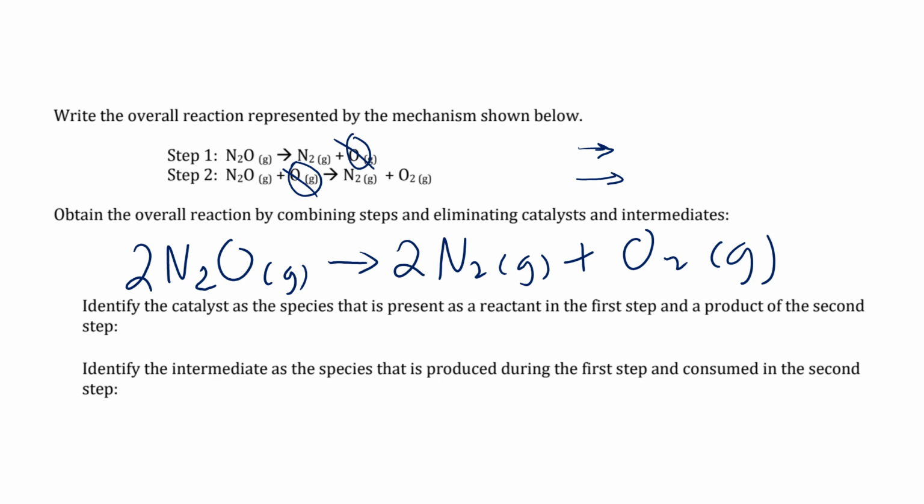Identify the catalyst as a species, and so on. So it gives you the definition of what it is, but you may not see that definition. So you have to know that a catalyst is present as a reactant in the first step and a product of the second step, and we don't have that. Identify the intermediate as a species that is produced during the first step and consumed. So that's going to be our O.